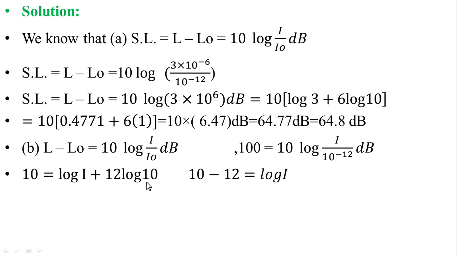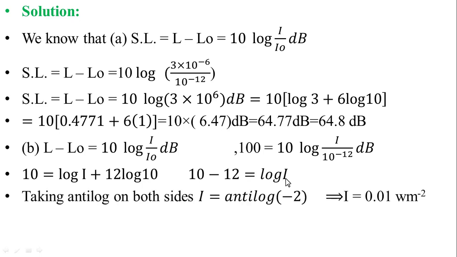Taking the log of 10 is equal to 1. So the answer is 10 equals log I plus 12. 12 is moved to the other side. This implies that 10 minus 12 is equal to log I. Taking the antilog on both sides, then I is equal to antilog of minus 2. The answer of antilog of minus 2 is equal to 0.01. This implies that I is equal to 0.01 watt per meter square.